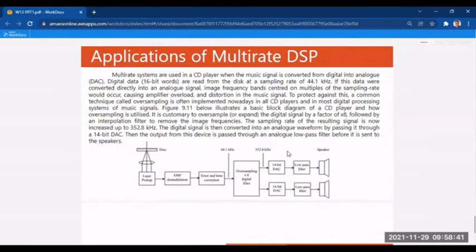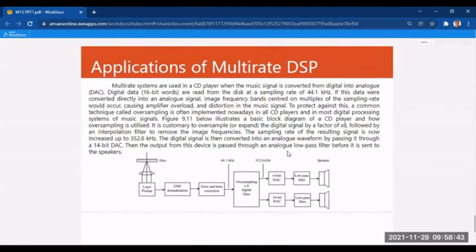Okay. So multi-rate systems are used in a CD player when the music signal is converted from digital to analog. Digital data are read from the disk at a sampling rate of 44.1 kHz. If this data were converted directly into an analog signal, image frequency bands centered on multiples of the sampling rate would occur, causing amplifier overload and distortion in the music signal.